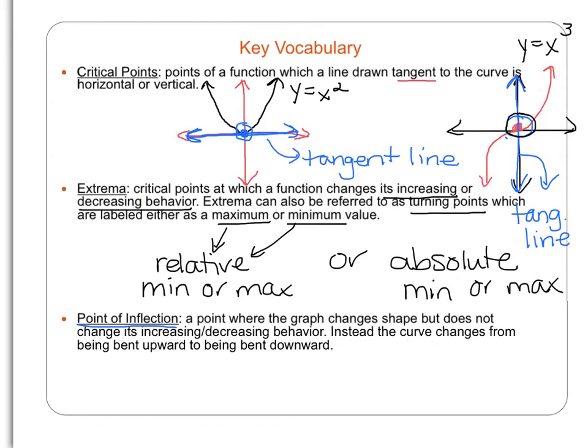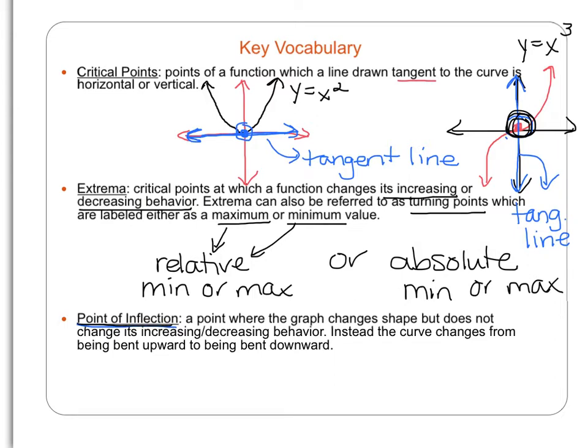So we cannot call this point right here a minimum or maximum, because the graph is not changing direction. Rather, it's called a point of inflection.